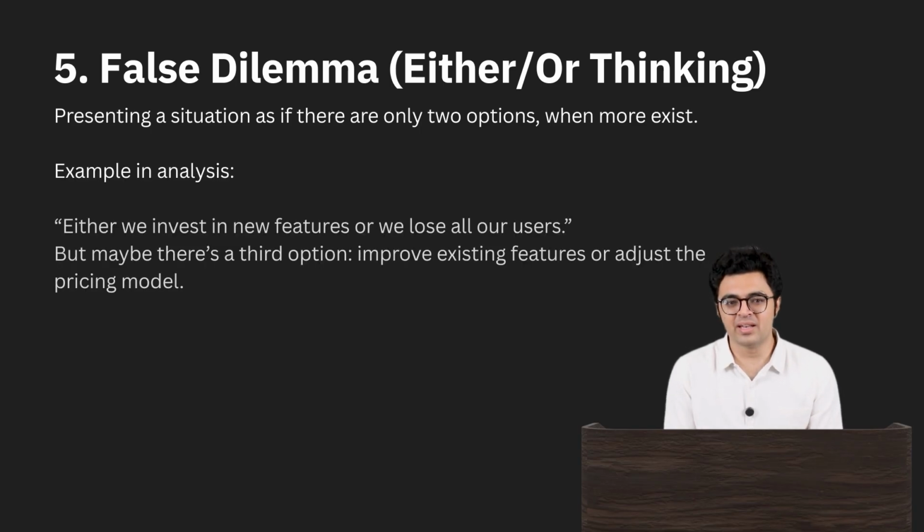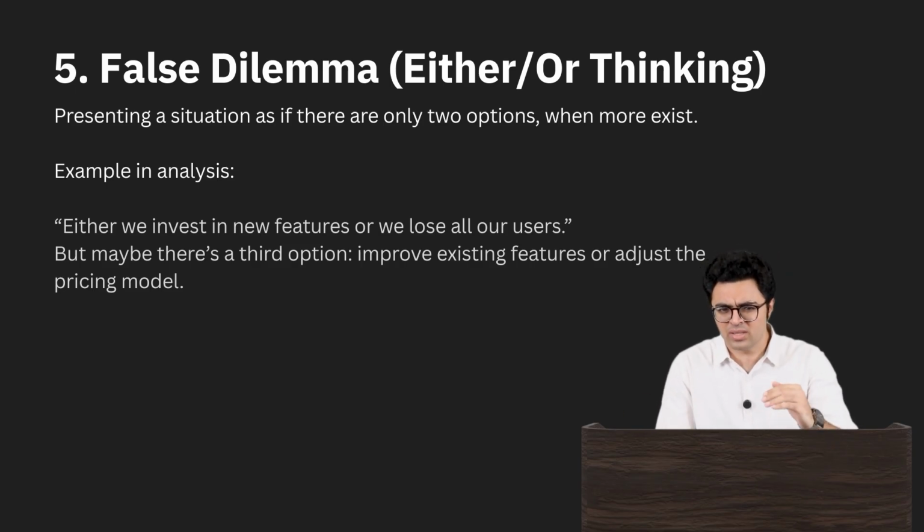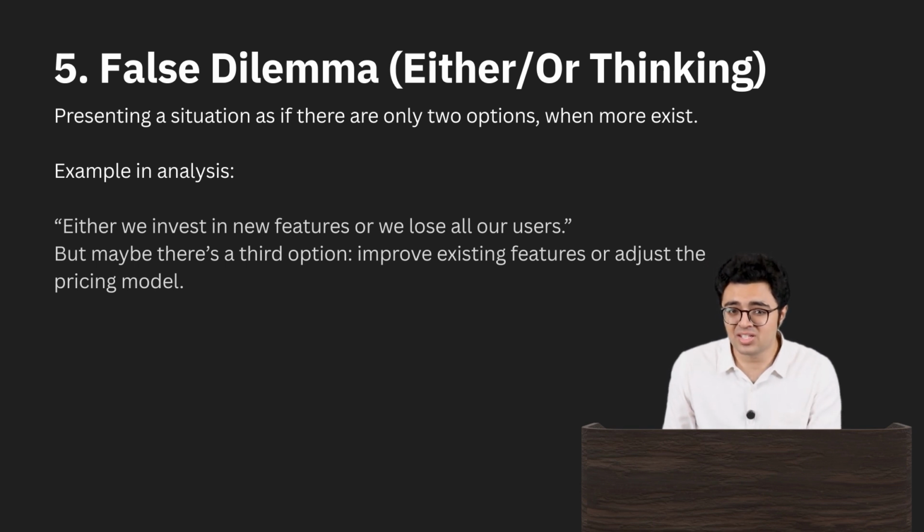So, here's an example in analysis. Either we invest in new features or we lose all our users. You see the ultimatum tone in this statement? It is giving you two options to choose from. Either invest in new features or you will lose all your users. This is a dangerous claim to make because maybe there's a third option. For example, improving existing features or adjusting the pricing model.